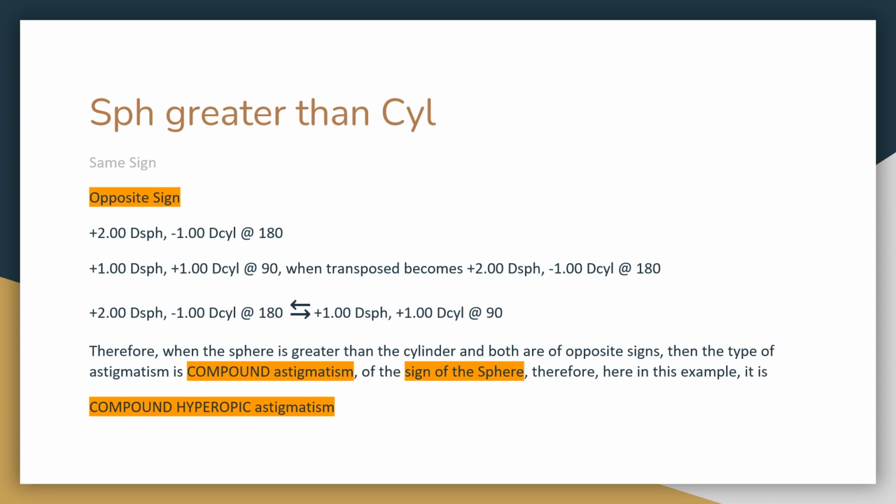Again, when the signs are opposite, but sphere is greater than the cylinder, when one transposes, it becomes a compound astigmatism. And therefore, in this situation, when the sphere is greater than the cylinder but with opposite signs, it is still compound astigmatism in the sign of the sphere. In this example, it is compound hyperopic astigmatism.